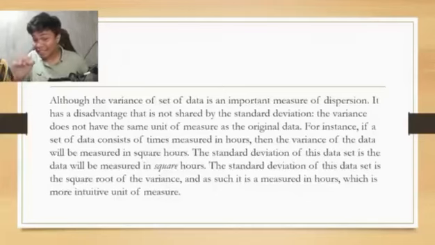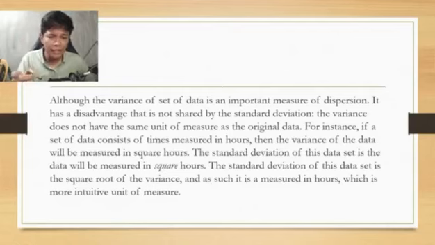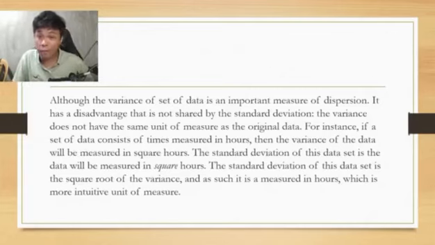Ngayon, although the variance of a set of data is an important measure of dispersion, it has a disadvantage that is not shared by the standard deviation. The variance does not have the same unit of measure as the original data. For instance, if a set of data consists of times measured in hours, then the variance of the data will be measured in squared hours. So, yung variance dito does not have the same unit of measure as the original data kasi may mga times din na yung mini-measure is hours. Tapos dito sa example na binigay ko is ginamit natin dito in seconds. So hindi sila same unit of measure as the original data na pinakita kanina.